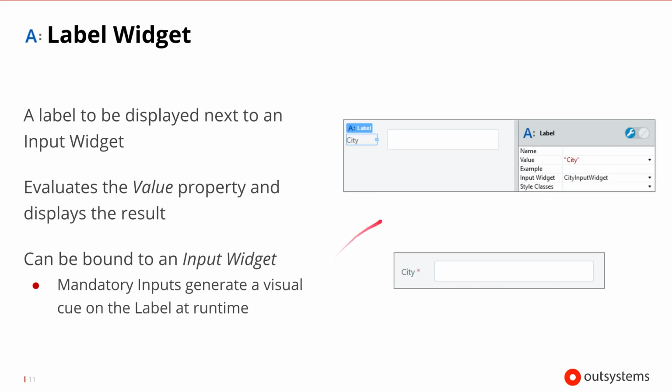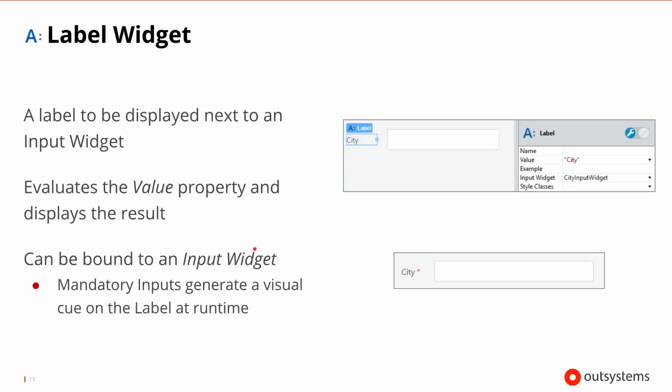Now, when we use input widgets to take different types of input in, typically when we're working on a screen that is requiring input, there's some label next to the input field to tell us what we're supposed to go ahead and add inside that field. So the label is usually displayed next to an input widget, and it can evaluate its value property and display the result as the label.